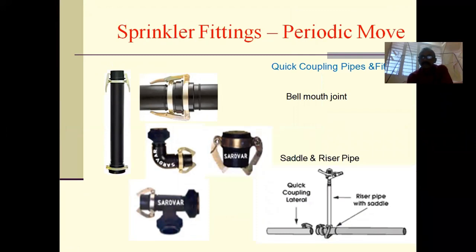As I already told you, periodic move sprinkler systems have the ability to be moved from one place to the other. So the fittings are made in such a way that they can be fitted very easily or without any difficulty. It will not have much of threaded fittings. You see, this is a pipe in which we have, this is called bell mouth end, and on this side you have a facility for attaching a hook, and this is called rear end. We have a hook, and this can be tilted.